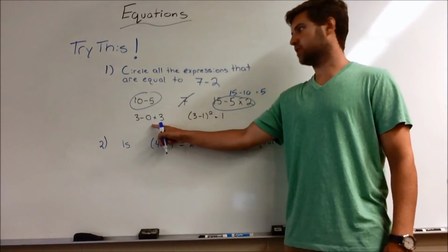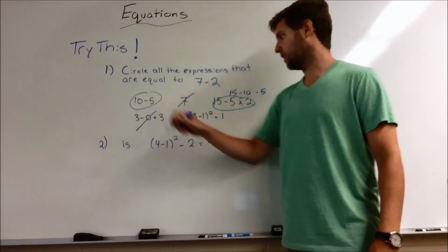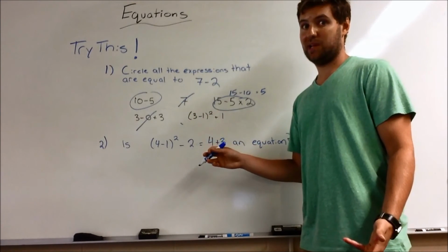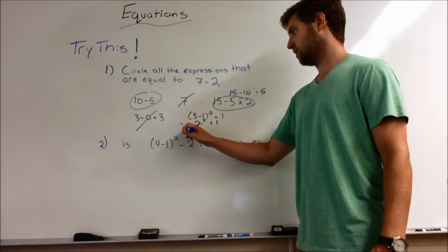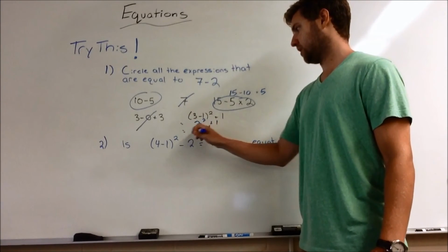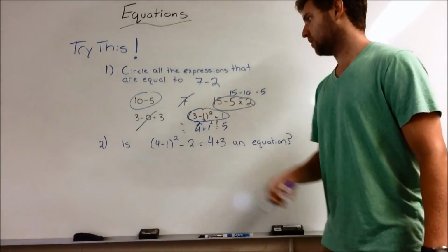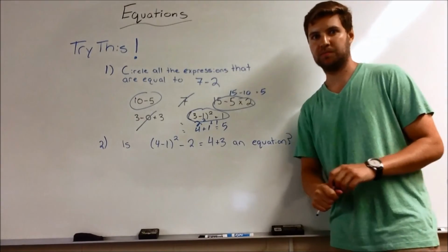3 minus 0 plus 3, well that's 3 plus 3, which is 6. Not an equation. Let's try this one. Again, we gotta remember BEDMAS, brackets first. So it becomes 2 squared plus 1, which is 4 plus 1, which is indeed 5, the same as that expression. So that final one is also an expression that's equal to 7 minus 2.